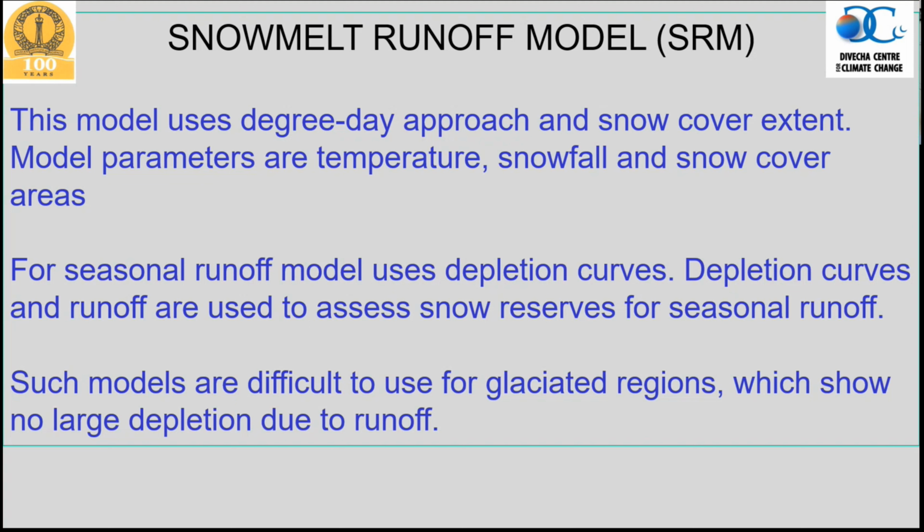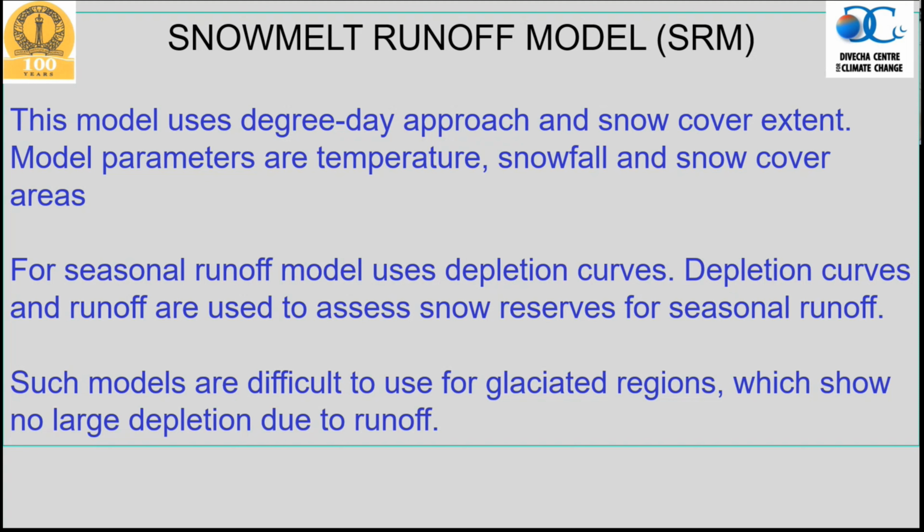So there are different modeling ideas we are using, and this is one such idea which was very extensively used in the past. Now people have moved to other, better models, but you should have some historical idea. It was called the Snowmelt Runoff Model. This model uses the degree day approach and snow cover extent. The model parameters are temperature, snowfall, and snow cover area.